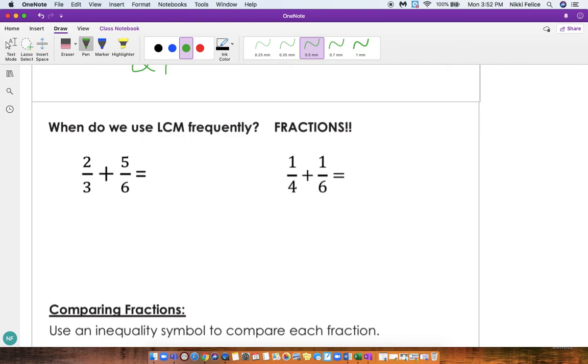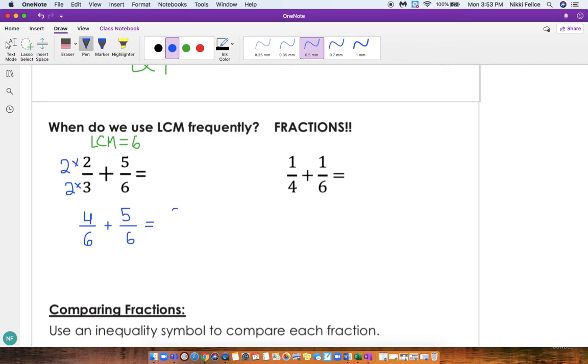I can't add these fractions yet, 2/3 plus 5/6, because they don't have the same denominator. But I know the least common multiple between 3 and 6 is 6. So I've got to change these fractions so that they both have a denominator of 6. Well, 5/6 is already good. I'm just going to rewrite it down here for myself. But 2/3, I need to multiply this by 2. 3 times 2 will give me 6. Whatever I do to the denominator, I have to do to the numerator as well. So this fraction turns into 4/6, and now I can add them together.